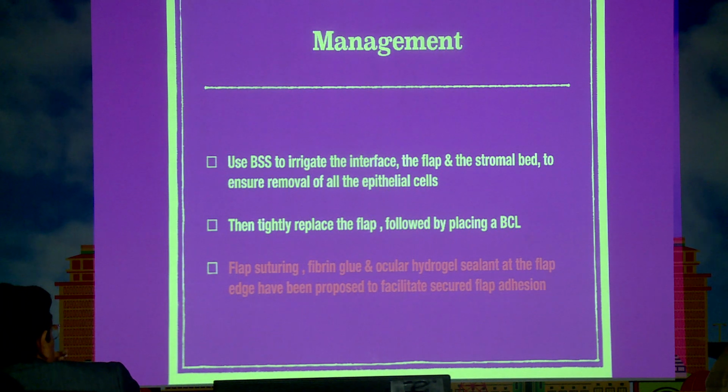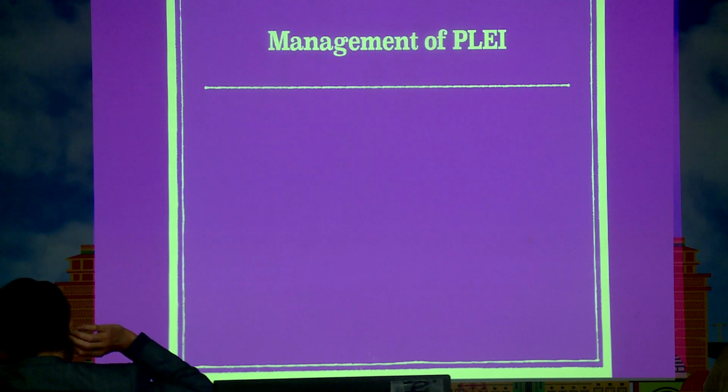Use balanced salt solution to irrigate the interface, the flap, and the stromal bed to ensure removal of all the epithelial cells. Then replace the flap, followed by placing a bandage contact lens. Flap suturing, fibrin glue, and ocular hydrogel sealant at the flap edge have been proposed to facilitate secure flap adhesion.